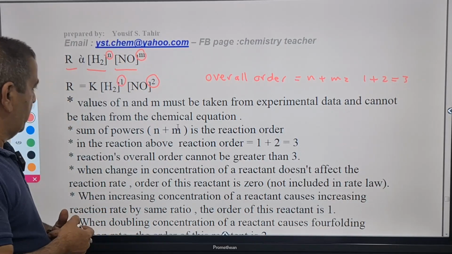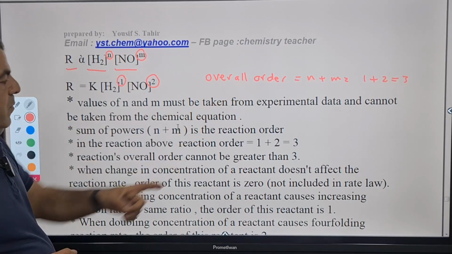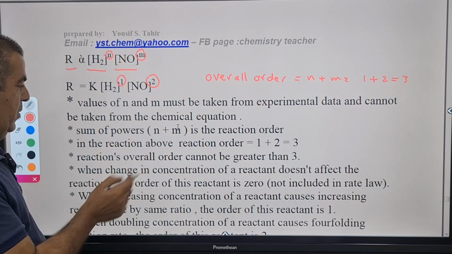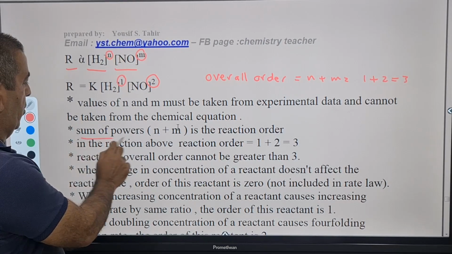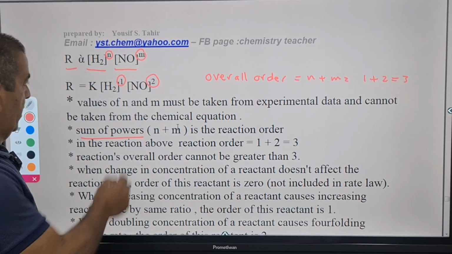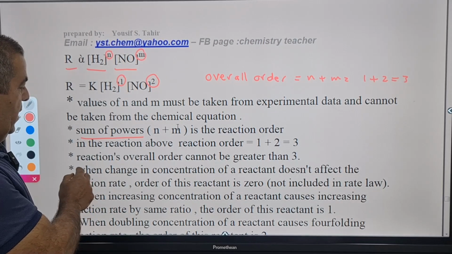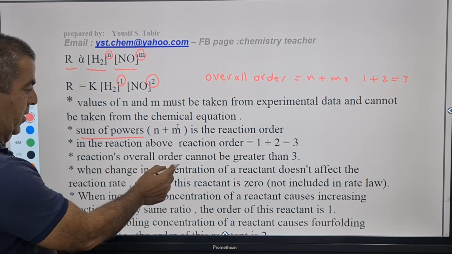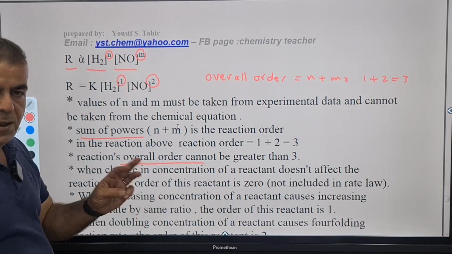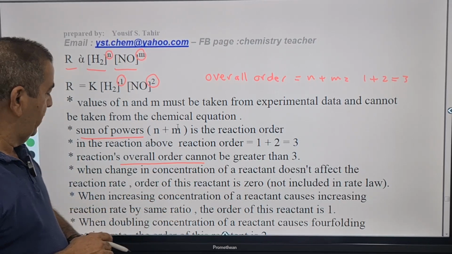Now let's see some notes here. Number one: values of n and m must be taken from experimental data and cannot be taken from the chemical equation. Number two: sum of orders or powers, n plus m, is the reaction's order or the overall order. In this reaction it is 1 plus 2, so it is 3. Reaction's overall order cannot be greater than 3. It can be 1, it can be 2, it can be 3, but not greater than 3.